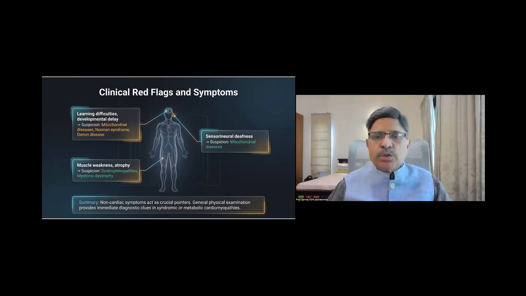Second one, sensorineural deafness, so mitochondrial disease. Sensorineural deafness means the patient has a myocardial disease along with the cardiomyopathy. And the patient has muscle weakness, muscle atrophy, suspicion of dystrophinopathies and myotonic dystrophy. So what am I looking for now? Learning difficulties, developmental delays, sensorineural deafness, muscle weakness, and atrophy.